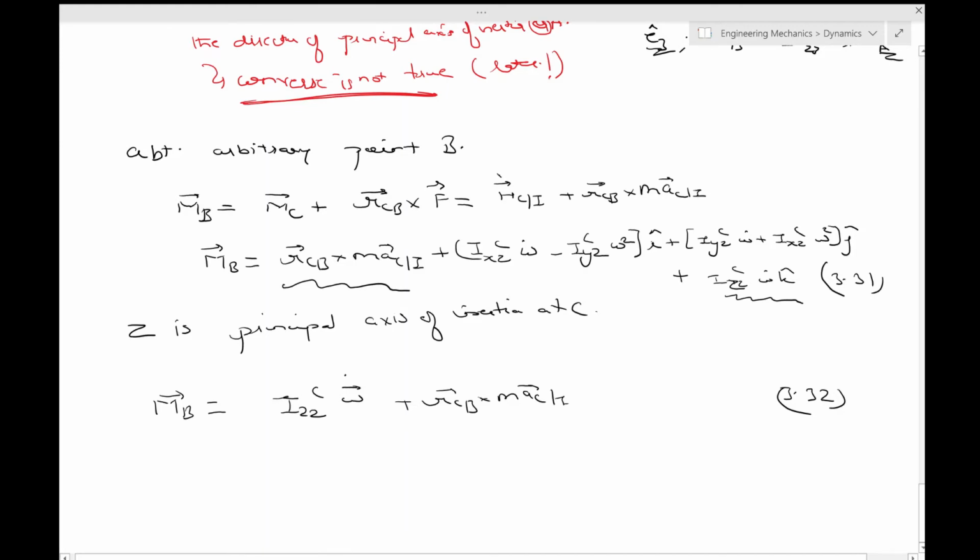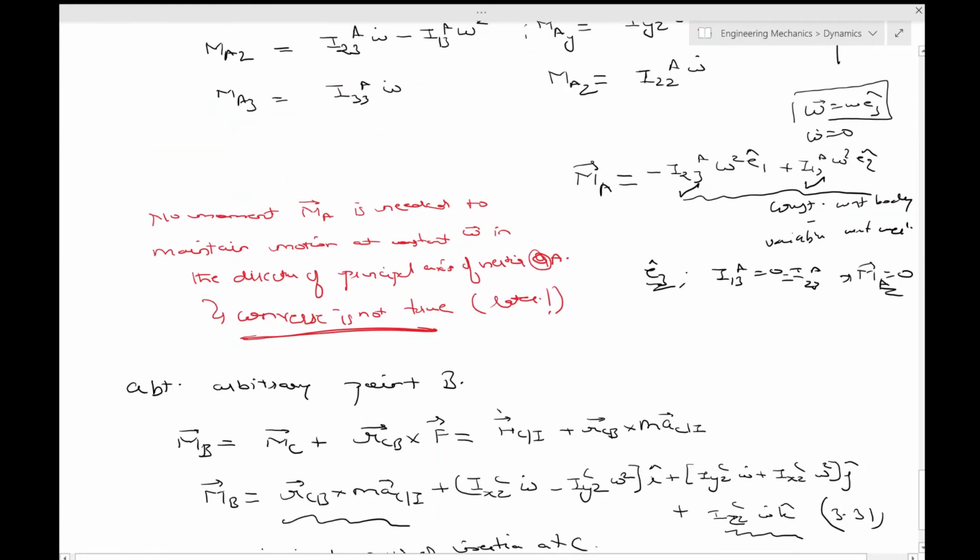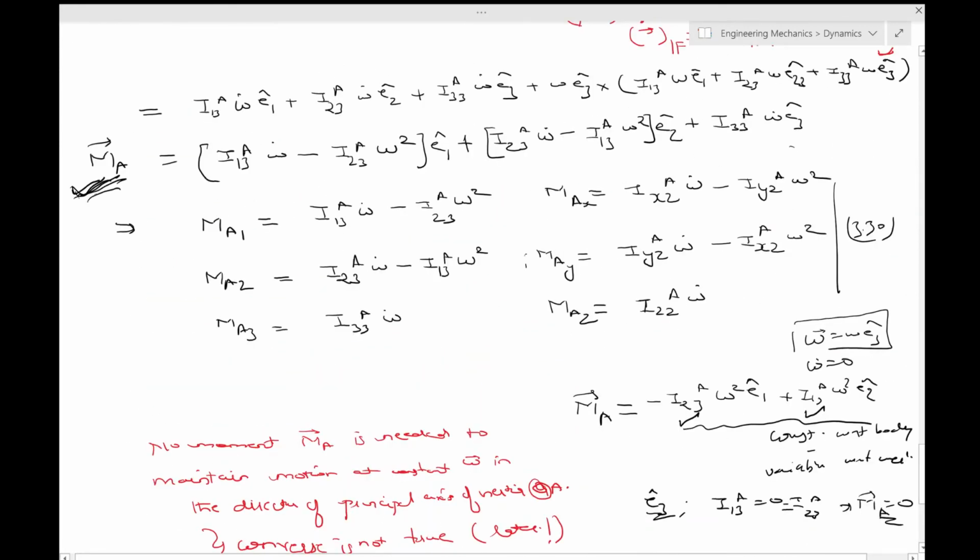Similarly, if you have this MA written, also in this case, if axis 3 is the principal axis of inertia, then I13 and I23 would be equal to 0. So a lot of these terms would be 0. I'm not separately writing them, but always remember A is a point on the rigid body, and A can either be the center of mass, or have acceleration 0, and so on.